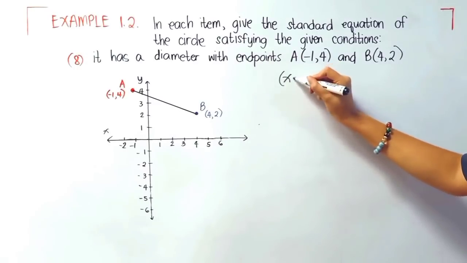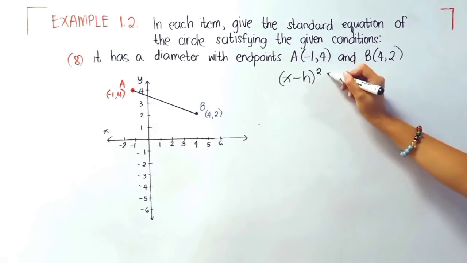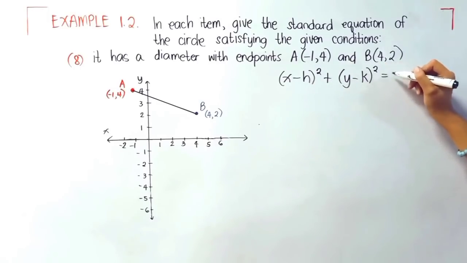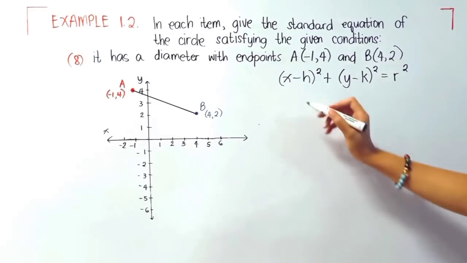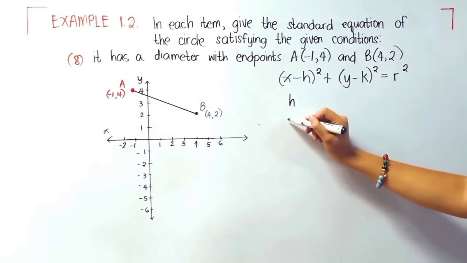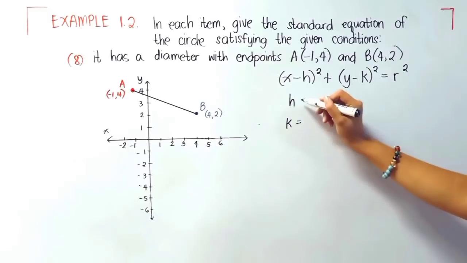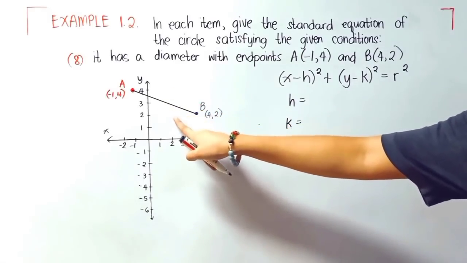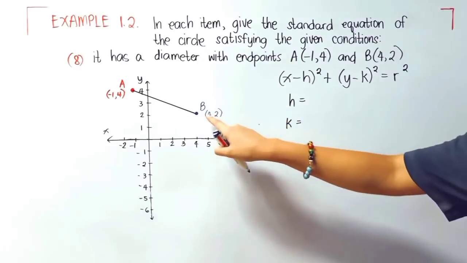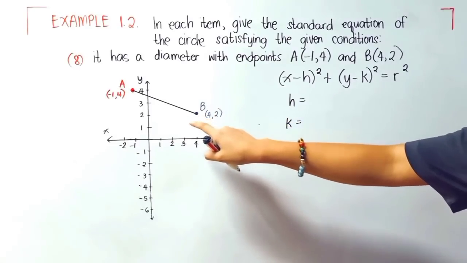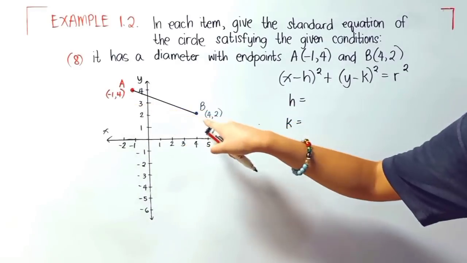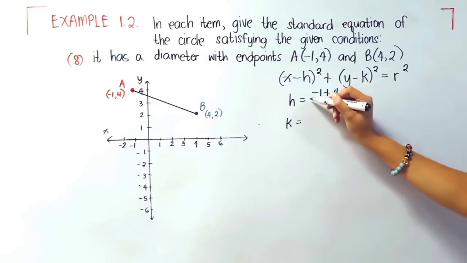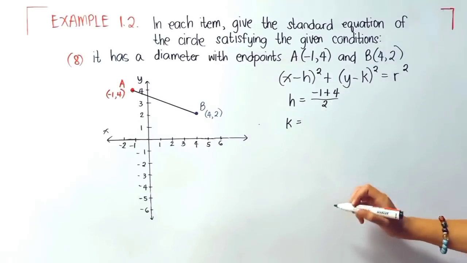So since our center is not in the origin, we'll still be using x minus h quantity squared plus y minus k quantity squared equals r squared. The values of our h and k are unknown, but we can get these values if we will consider the middle portion of our diameter. So let's start with the x. Negative 1 plus 4 divided by 2. It's the average.